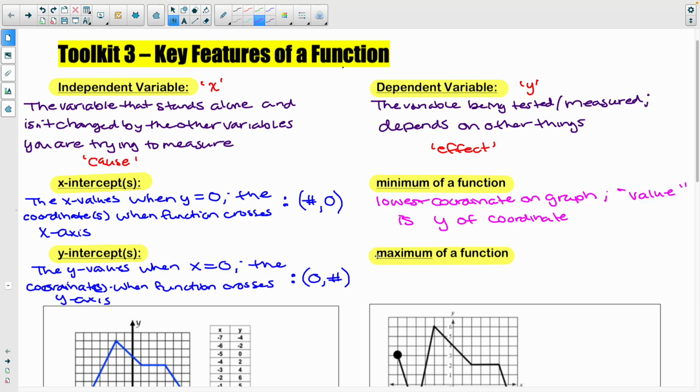So the maximum would be the opposite of that. It's not the lowest, it would be the highest coordinate. So the highest coordinate or highest point on a graph. And again, the value is still the y of the coordinate. So again, when it happens would be the x value of the coordinate, but the actual minimum of the function, the value, is the y of that coordinate.